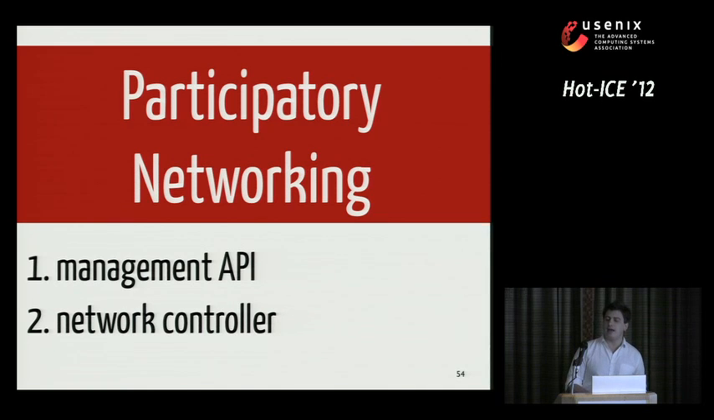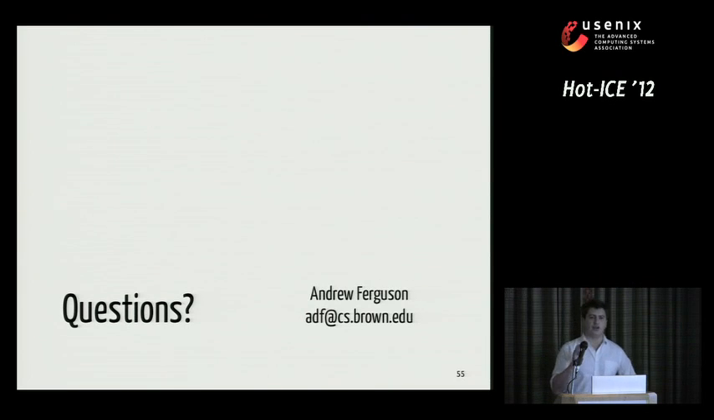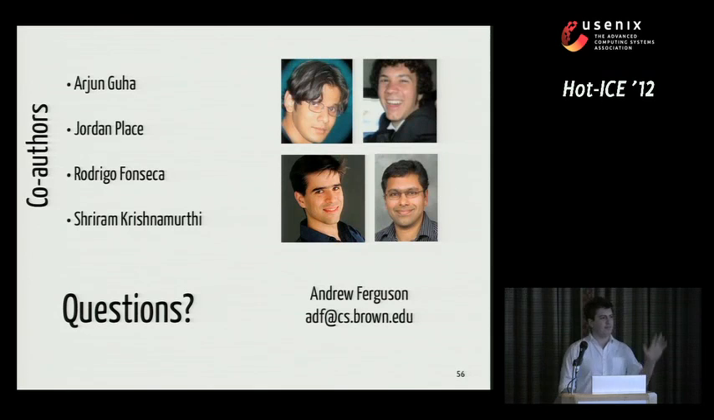Participatory networking makes joint management of the network safe by only allowing actions which are explicitly permitted, secure by checking messages at a single logical controller, and fair by accounting for resources and granting requests according to the user-specified policies. I'm happy to take your questions at this time, or you can direct them to my collaborators in the audience. Thank you very much.